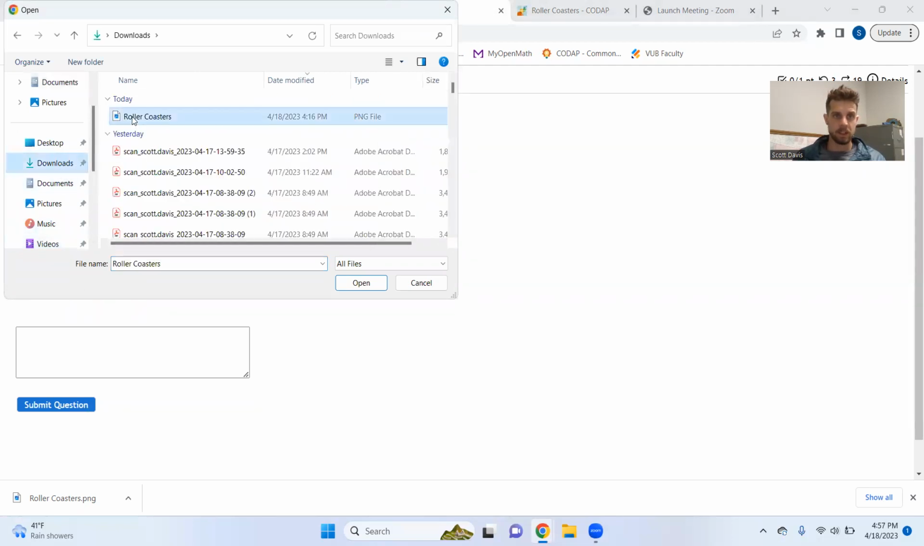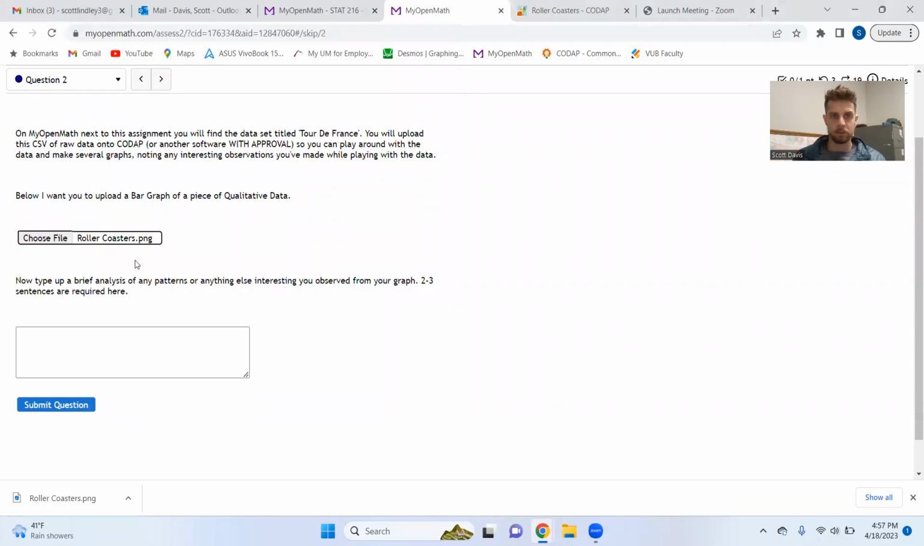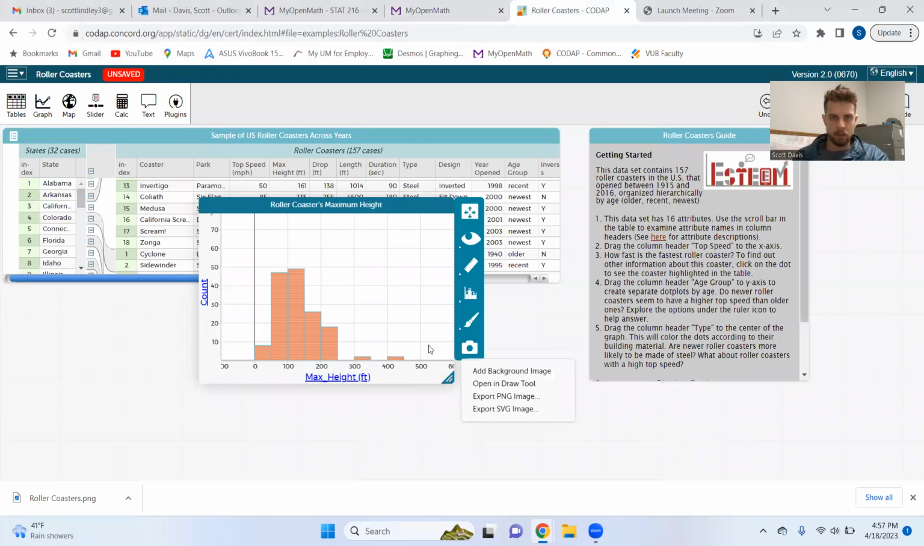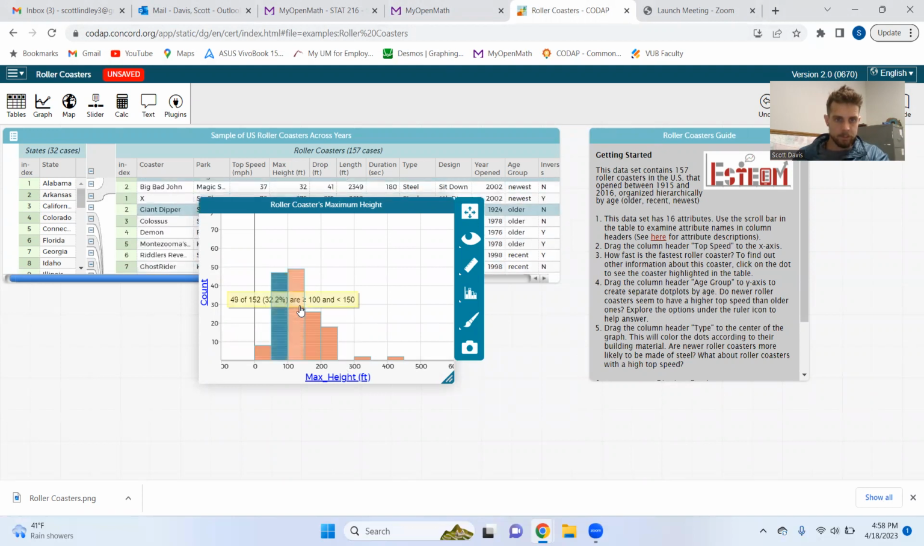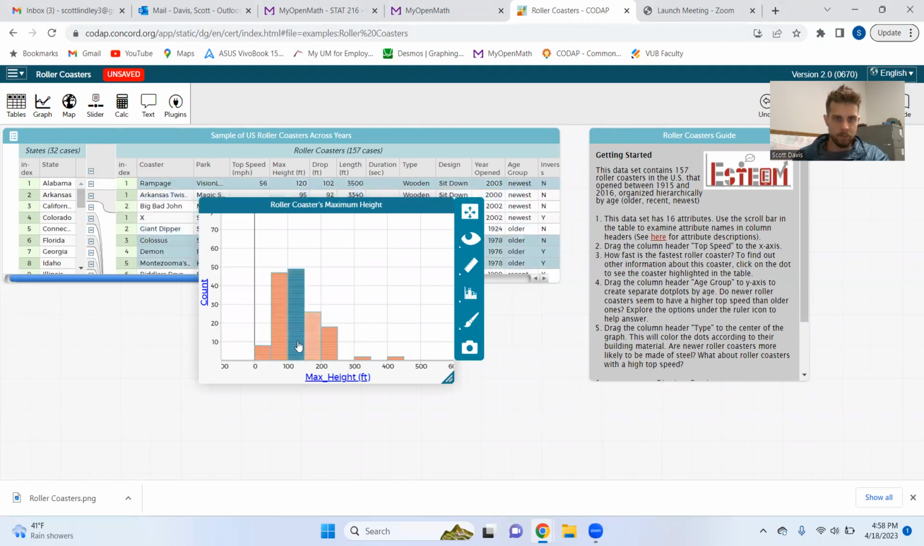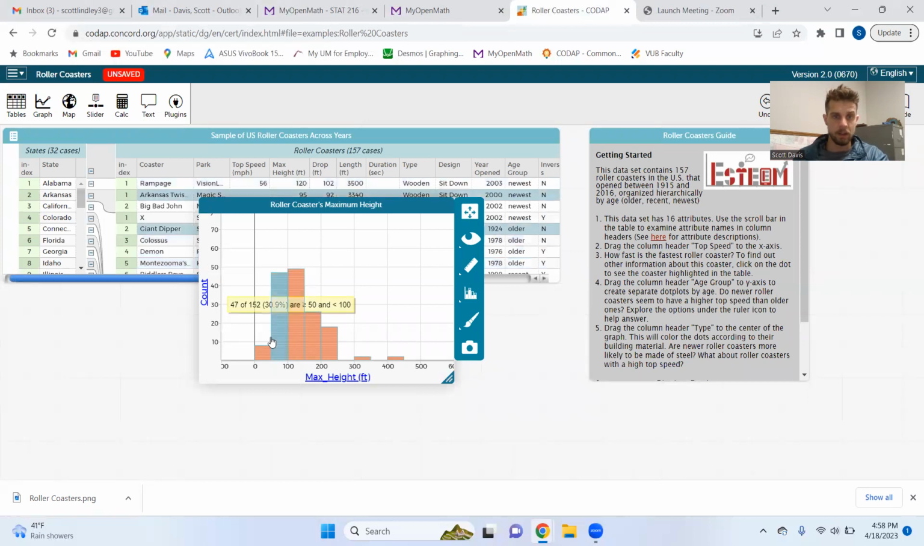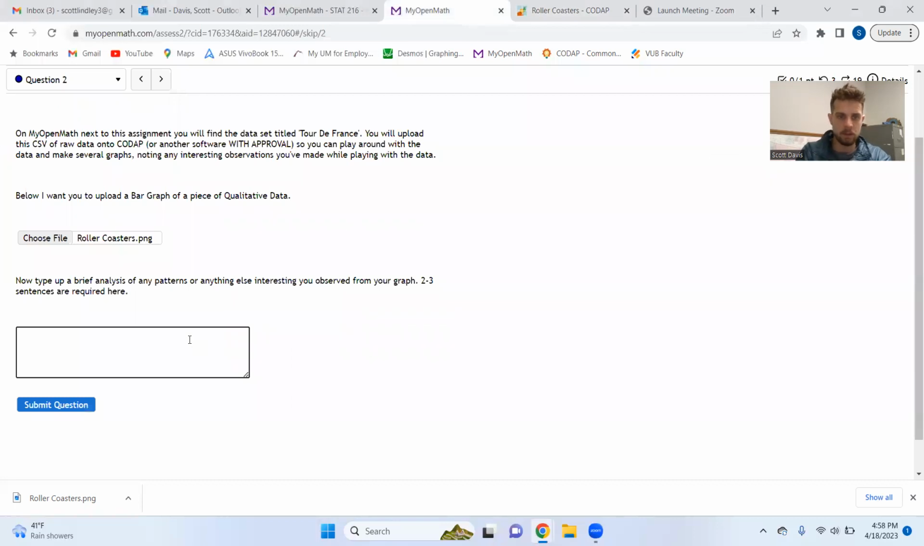So I'll go to my downloads and upload the file. Now I can see that file. And then you're going to type up a brief analysis. When I look at that graph, it looks like it is right skewed, tails off to the right. And it looks like most of the roller coasters have a height between 50 and 150. That's taking up 30%, and there's another 32%. So that's over half. This is between 50 and 100. This is between 100 and 150. So I'm just going to write those two sentences.